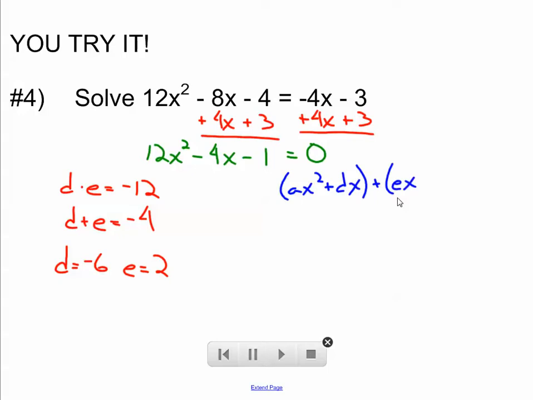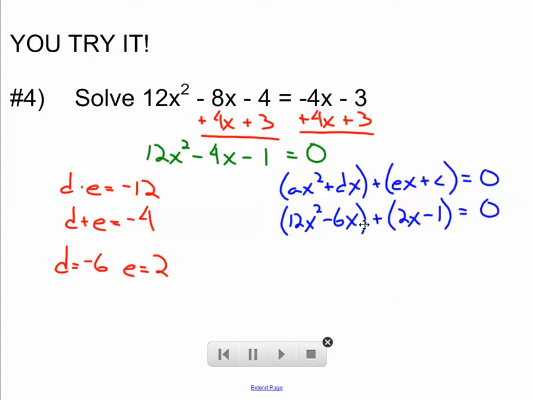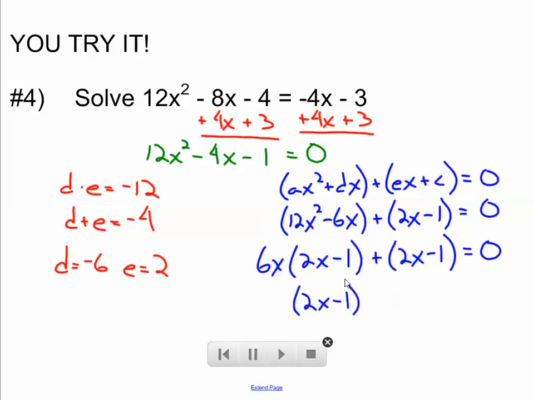Here's that formula. It's an equation, so I'm going to set it equal to 0. 12 is our a value. Negative 6 is our d value. 2 is our e value. Negative 1 is our c value. Take a 6x out of this, and can't take anything out of this. So our factored form would be 2x minus 1, and this is 6x plus 1 here, guys. Solutions, positive 1/2, negative 1/6.